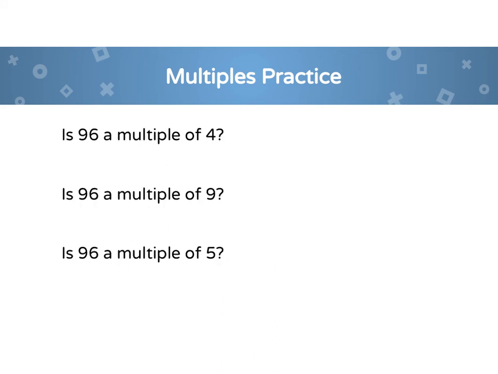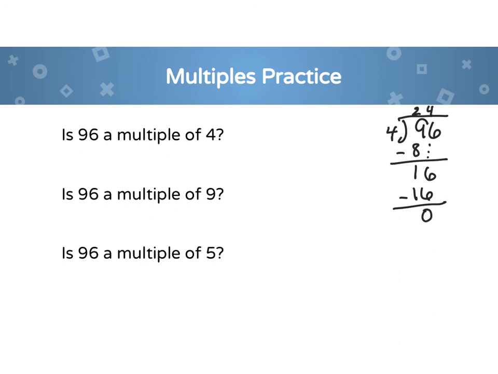Okay, now we want to talk about if a number is a multiple of another number. So let's look at this one. Is 96 a multiple of 4? Well, let's divide 96 by 4 and let's see what we get. Okay, so we had a remainder of 0. If I skip counted from 4 all the way to 96, I would do that. 4 times 24 is 96. So 96 is a multiple of 4.